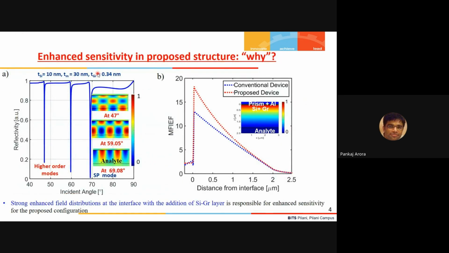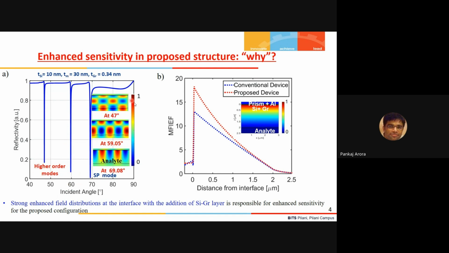So coming back to the result. When we try to find out the reflectivity with respect to the incident angle for the proposed configuration, where I have silicon graphene stacks, we found this kind of curve. So in this particular curve, we got 3 dips. Yes, we are interested in the surface plasmon. Then we tried to figure out what those different dips correspond to.